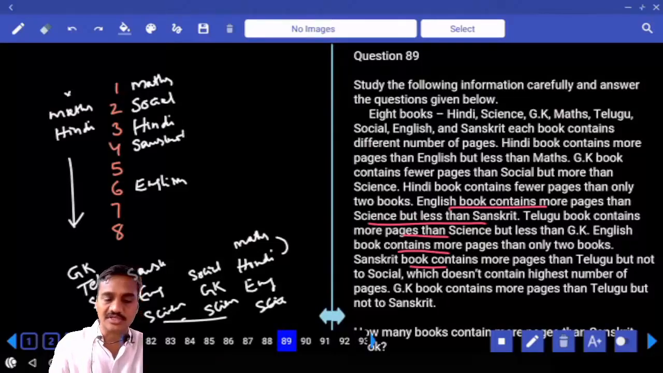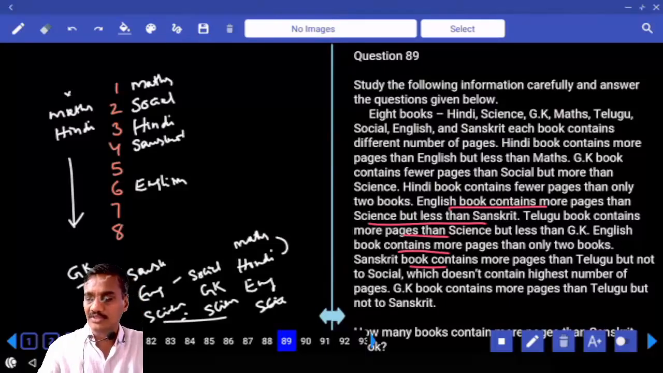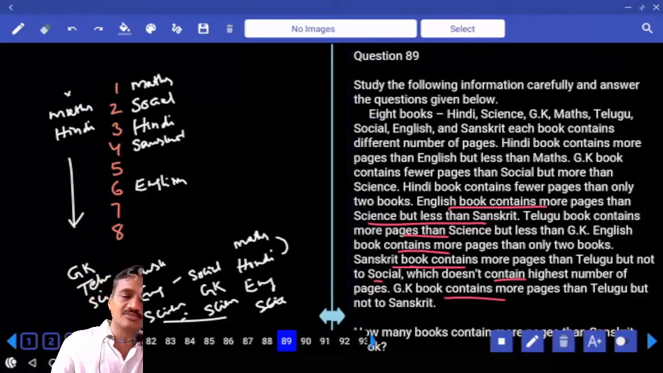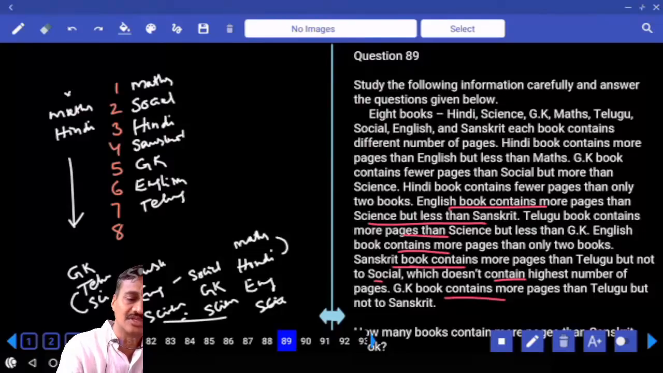And next to Sanskrit, English and then science. Here Sanskrit contains more than Telugu, but not more than social, lesser than social. Social does not contain this. And next, the GK book has more than Telugu. GK is more than Telugu. So where should this GK be? GK must be here. More than Telugu, Telugu is here. And Telugu is more than science. Telugu is here and science is at the last place.